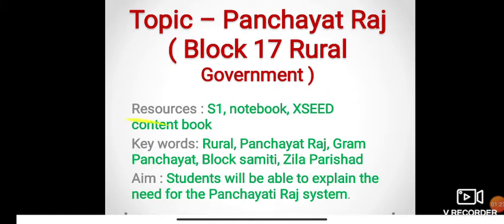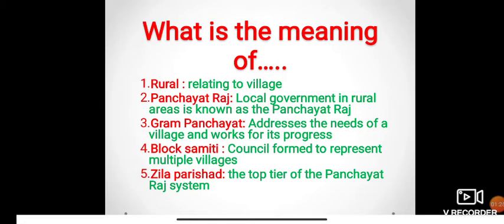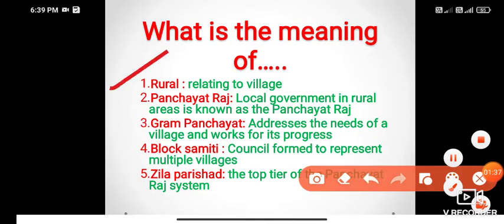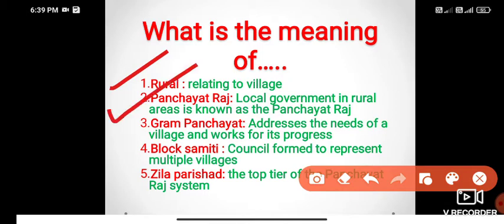The meaning of keywords. Here are the meanings of all the keywords. There are 5 keywords for our particular topic, and I have given them point-wise. Point 1 is rural. Rural means something relating to a village. Next is Panchayati Raj. Local government in rural areas is known as Panchayati Raj.